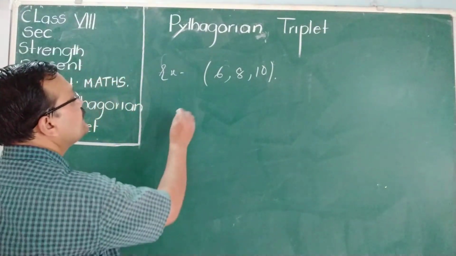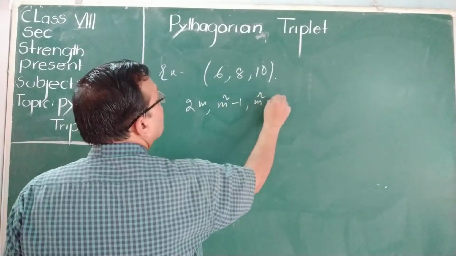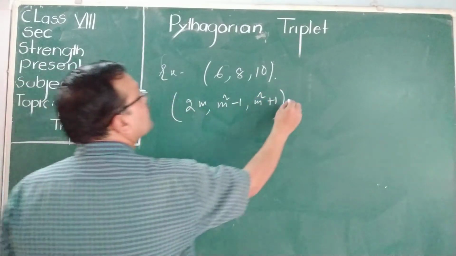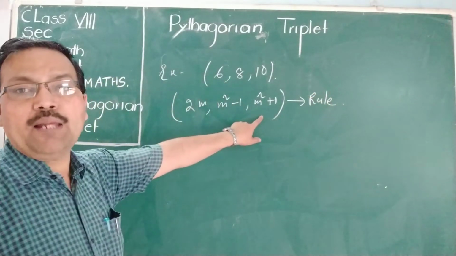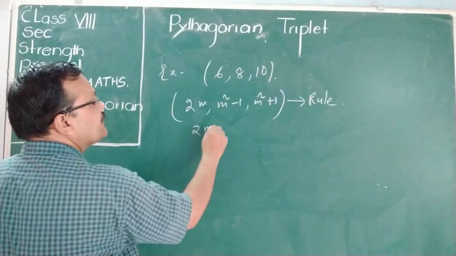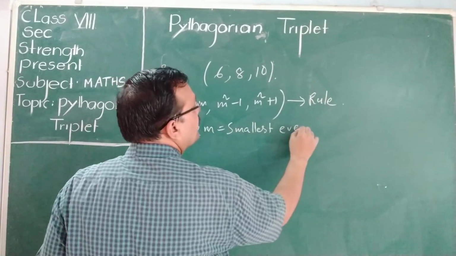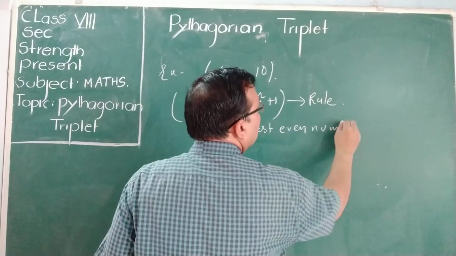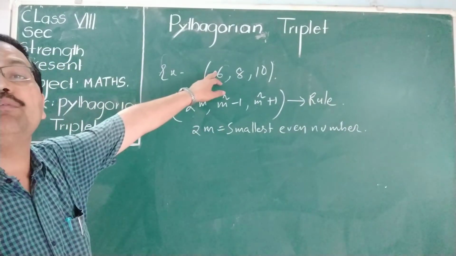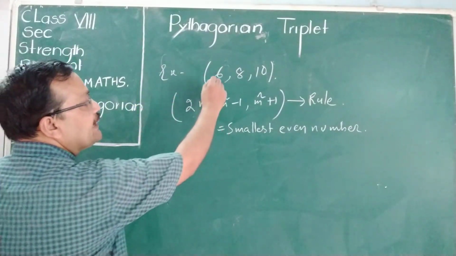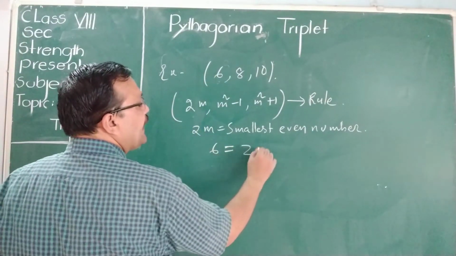That second method is the rule 2m, m square minus 1, m square plus 1, where 2m is the smallest even number. Let us apply this rule on the given triplet to verify it. What is the smallest even number? 6 is the smallest even number. So we can take 6 as 2m.